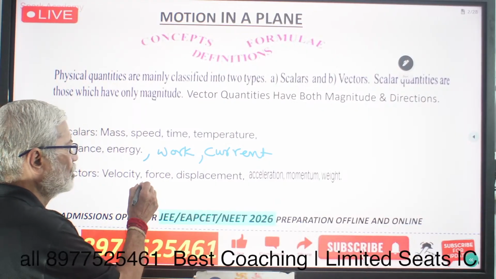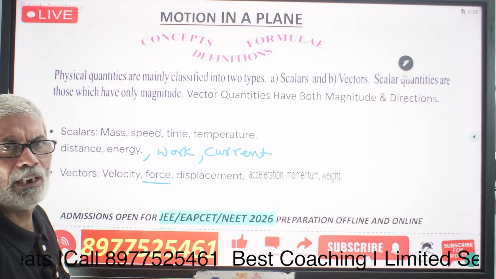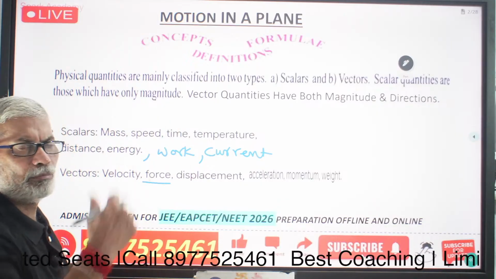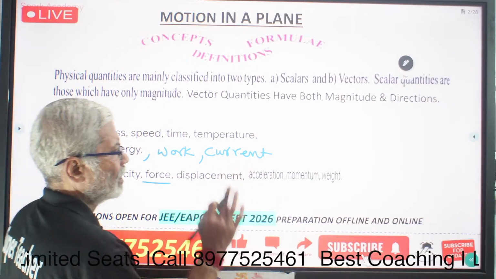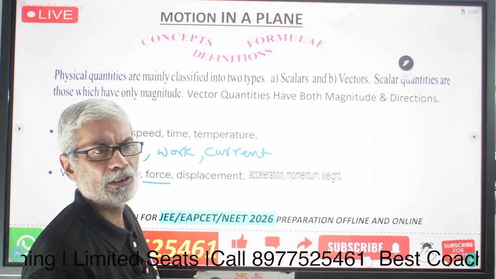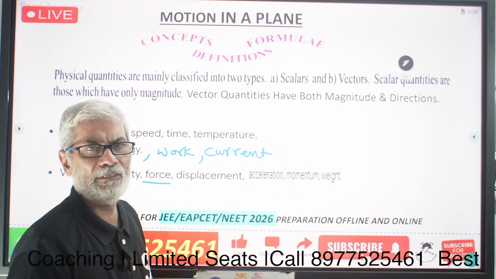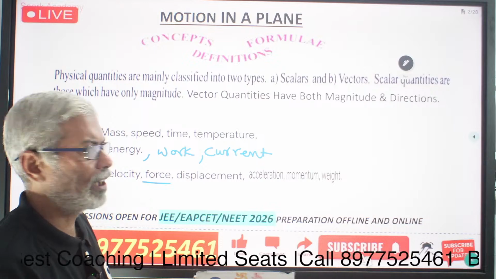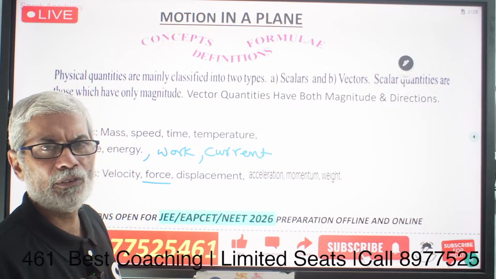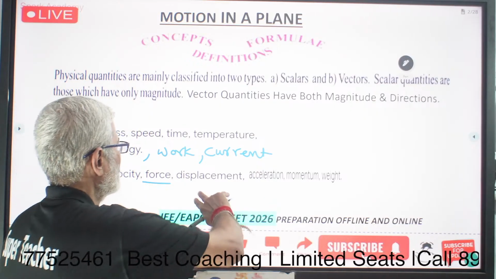For example, force, mass into acceleration, velocity by time. Velocity is a vector quantity. Displacement means magnitude in a particular direction. Then you have acceleration, a vector quantity, velocity by time. Momentum is mass into velocity. Velocity is a vector quantity. Weight is nothing but mass into gravity. Gravity is again acceleration due to gravity. Then you have angular momentum, you have torque. All these come under vector quantities.